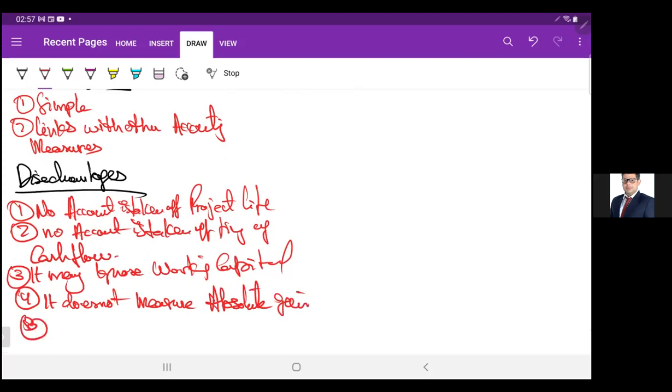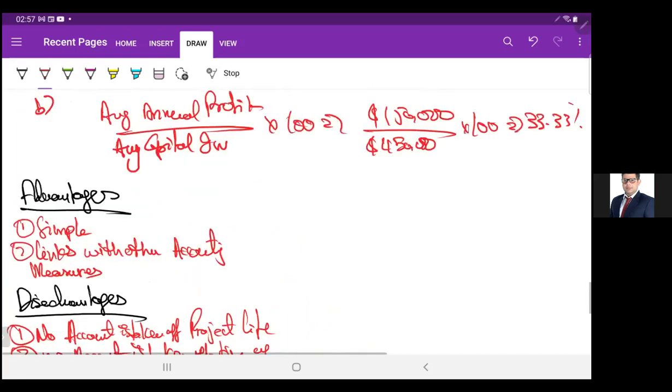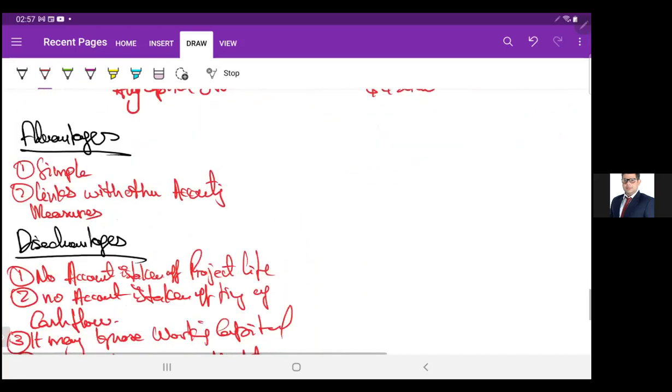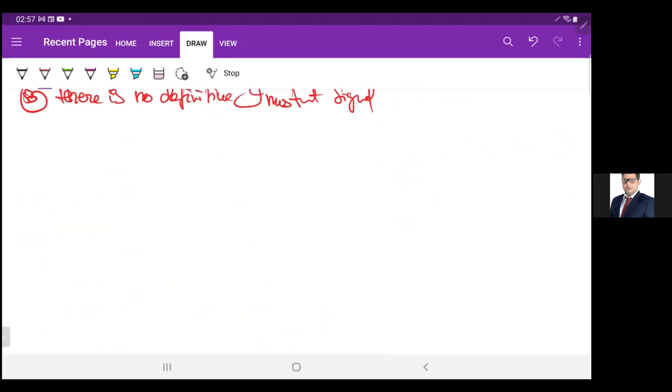Number five, there is no definitive investment signal. Right. So I hope you get it till here. And let's move ahead.